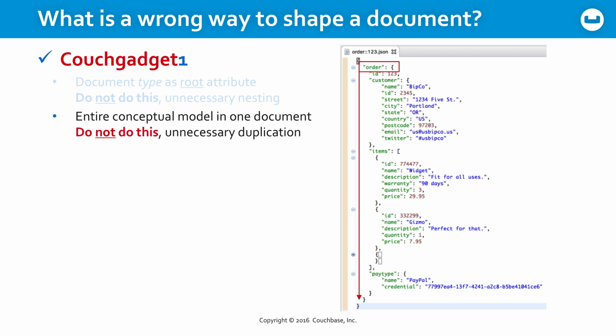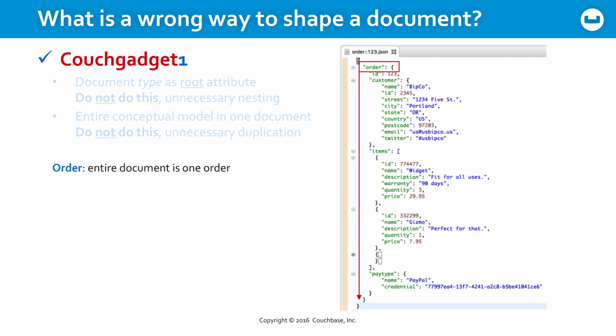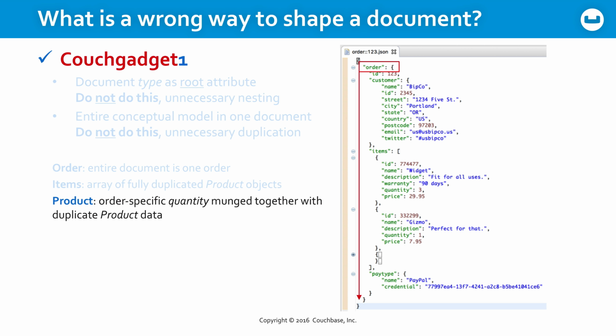Also, the entire conceptual model here is being expressed in a single document. While very small applications might need only a single document, in an application of any real size, trying to put all the data in one document will result in unnecessary and unhelpful data duplication. So the entire document expresses a single order, which in itself is not bad, but we see here that the items are an array of fully duplicated product objects.